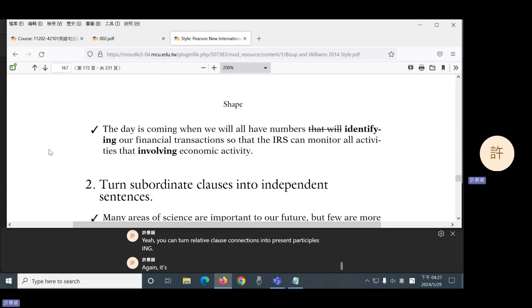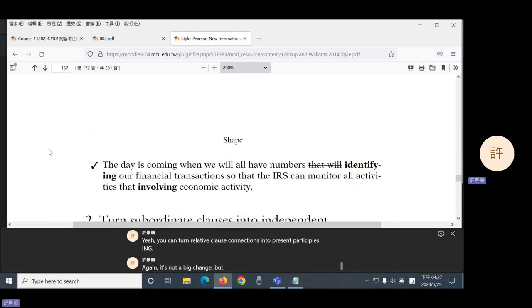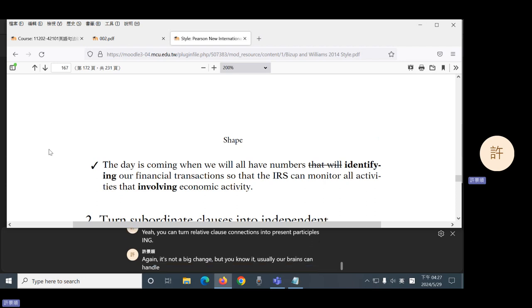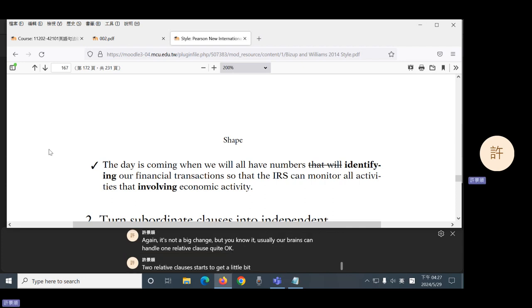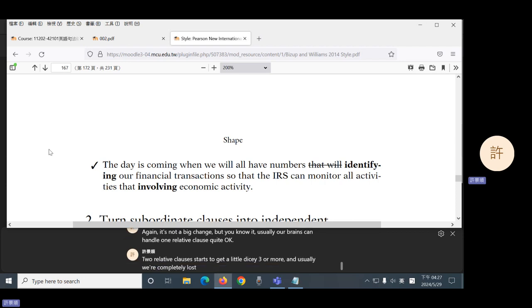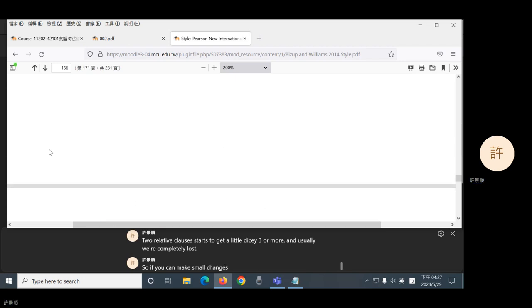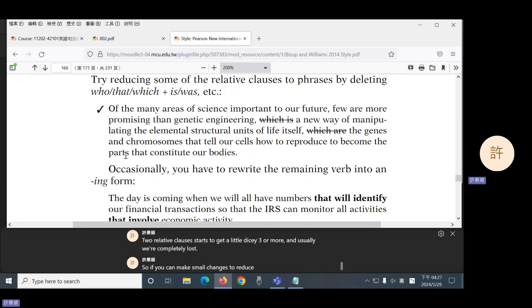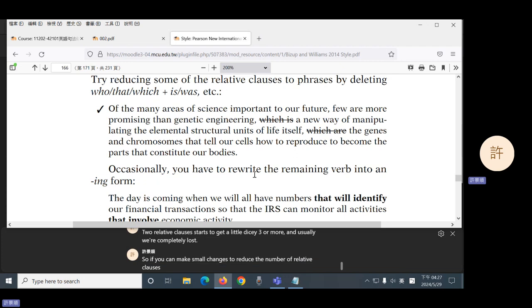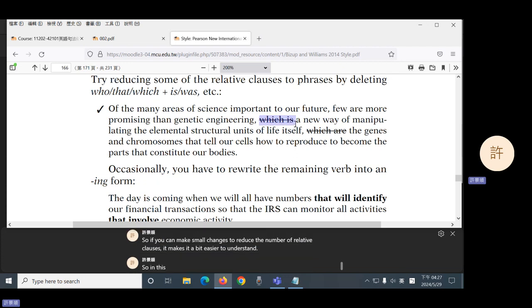Again, it's not a big change, but usually our brains can handle one relative clause quite okay. Two relative clauses starts to get a little dicey. Three or more, and usually we're completely lost. So if you can make small changes to reduce the number of relative clauses, it makes it a bit easier to understand. So in this original sentence, you can take out this.